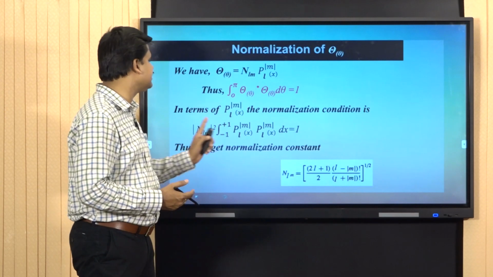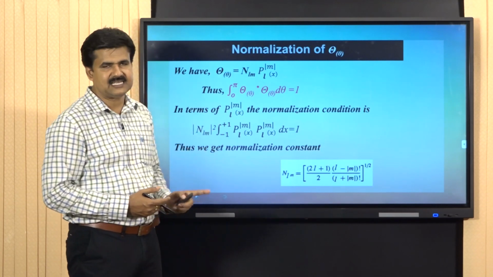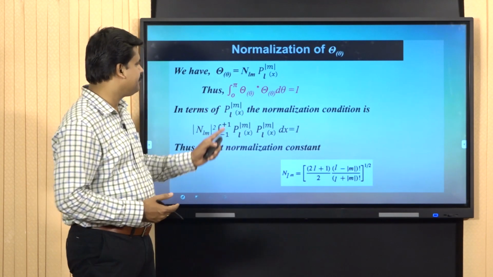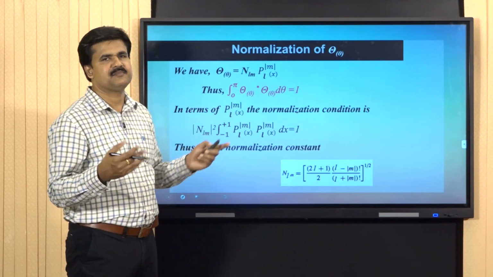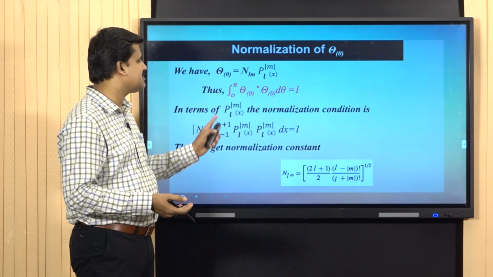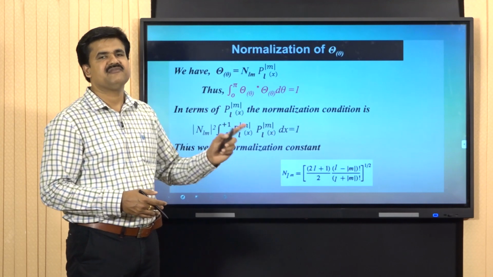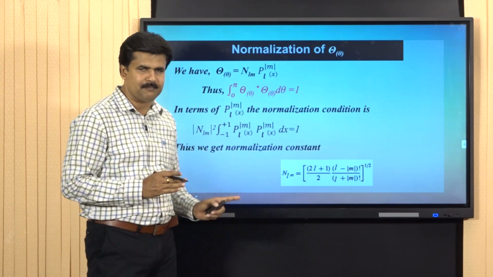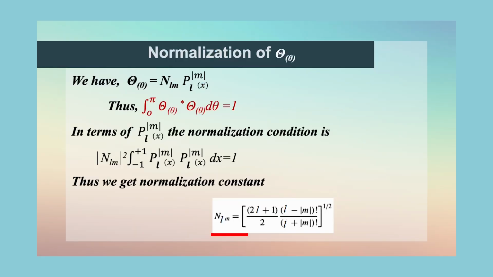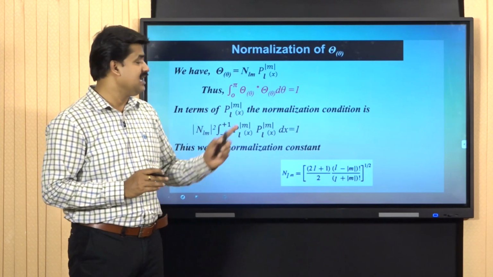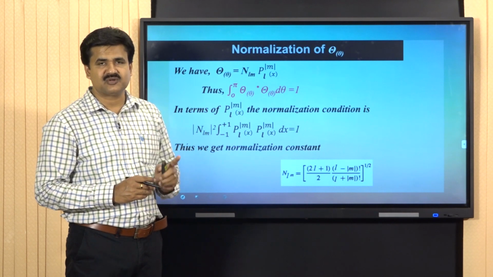So on proceeding with this, we get the normalization constant. That is, we have to evaluate this integral: modulus N_LM square into the integral with limits minus 1 to plus 1 of P_L^M(x) squared dx is equal to 1. There is no complex conjugate, because this P_L^M(x) part is a real part, and hence theta star is equal to theta. Therefore, on evaluating this integral, we get the normalization constant N_LM equal to (2L + 1)(L - |m|)! divided by 2(L + |m|)!, the whole raised to 1/2, or this entire quantity is under root. This is about the normalization constant of the system.